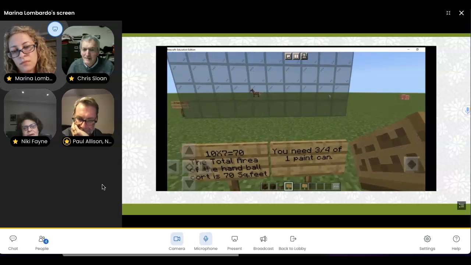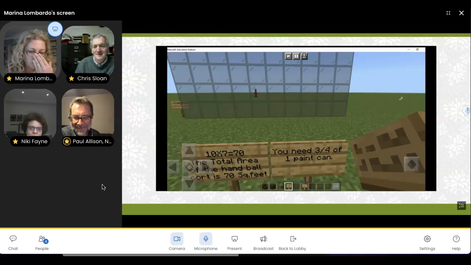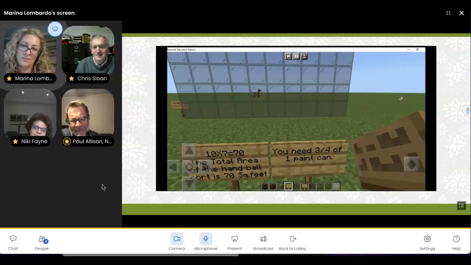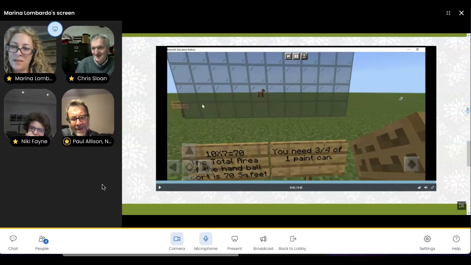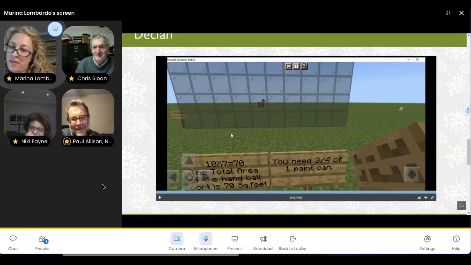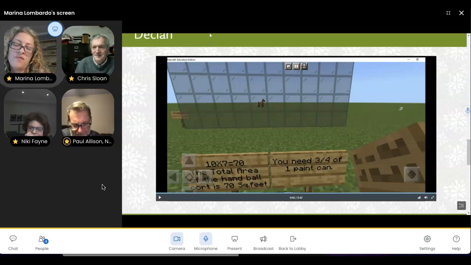So I did fractions and said, you need three quarters out of four quarters of one paint can. And that is my Minecraft math. So as you can see, using different tools, using the poster boards to actually write out some of the thinking, is just a different way of composing.